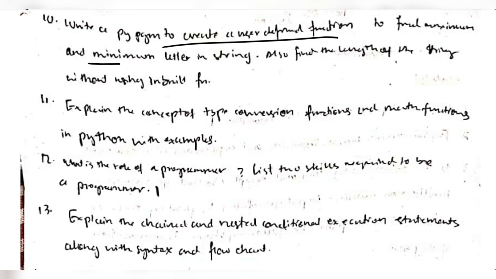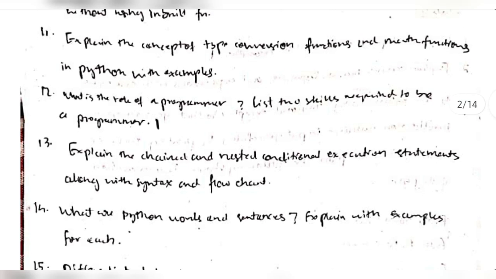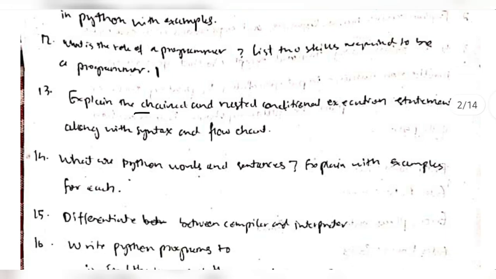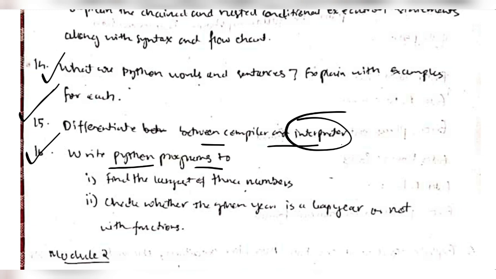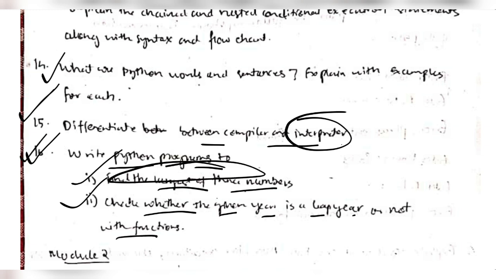And here the concept of type conversion also we had discussed. Role of programmers you can write by yourself, and this is the repeated one, chained and nested conditional statements. What are Python words and sentences, and the difference between compiler and interpreter you can find on Google. And write Python programs to find the largest of three numbers, and check whether the given year is a leap year or not. This is pretty simple, you can do it by yourself. This is not that hard to understand. These are a few lines of code.